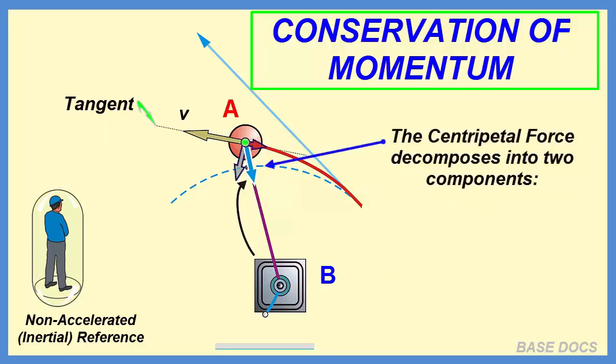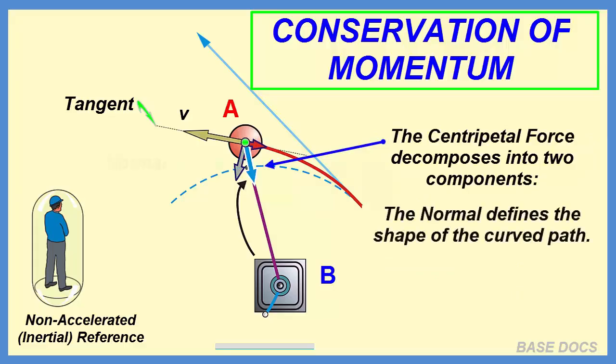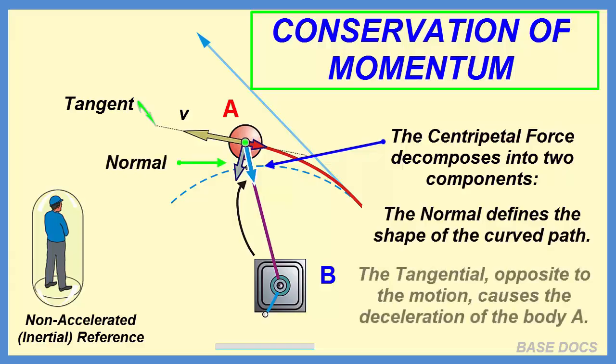The centripetal force decomposes into two components. The component normal to the tangent defines the shape of the curved path. The tangential component, coincident with the tangent to the path and opposite to the direction of the motion, causes the deceleration of the body A.